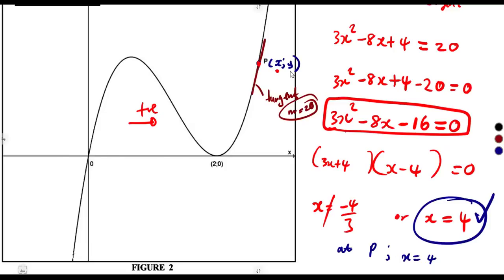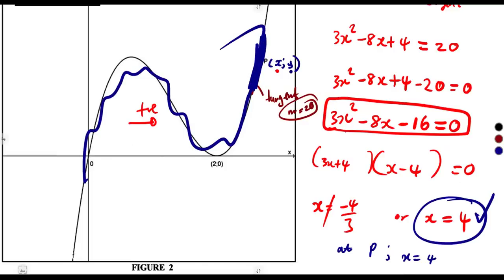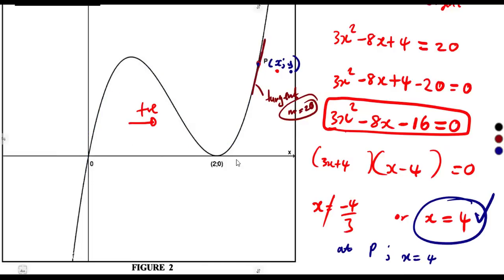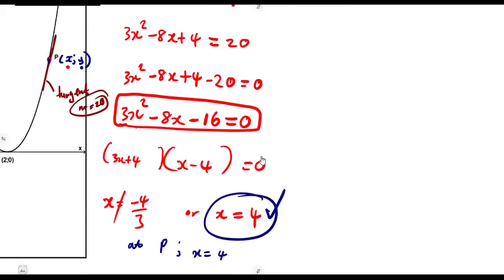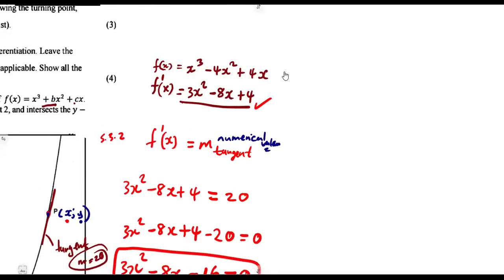So how now do I find the value of y at P? P lies also on this function. So if P lies on this function, it means we are to substitute the value of x, which is 4, into our original function f of x, remember your f of x when you substituted the b and the c.